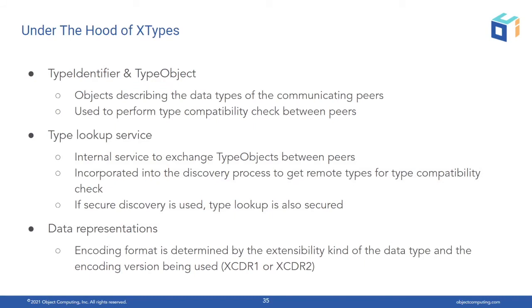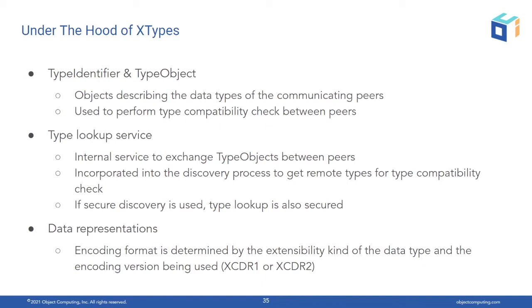Behind the scenes, there are several components that we implemented in OpenDDS in order to support XTypes. The first important component is type identifier and type object. Type identifier and type object are an alternative to the IDLs, which describe the data type of the communicating peers. They are data structures, and so they can be operated on and manipulated to perform the type compatibility checks between the peers of the XTypes system.